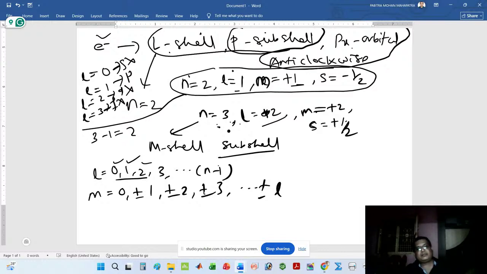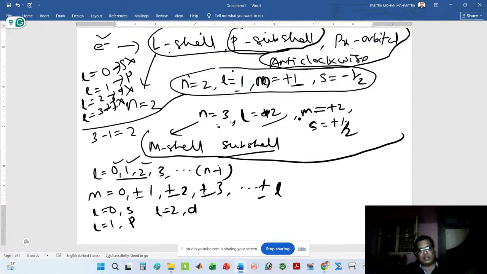Here 2 is given. If L is equal to 0, then that is denoted as S subcell. If L is equal to 1, that denotes P subcell. If L is equal to 2, that denotes D subcell. So here I can say that the electron is present in the M cell. But if you think about the deeper study, the M cell has 3 subcells: 0, 1, 2. So here L is given 2, so you can write that it is the D subcell.